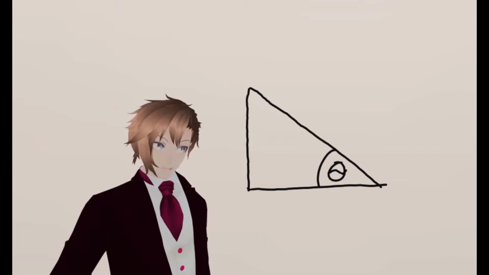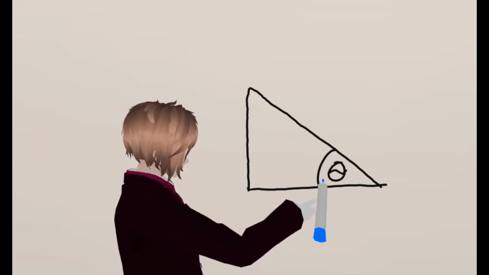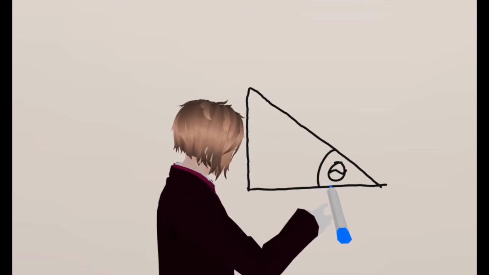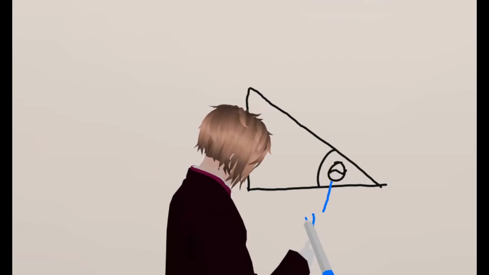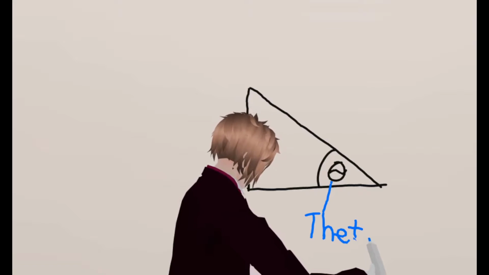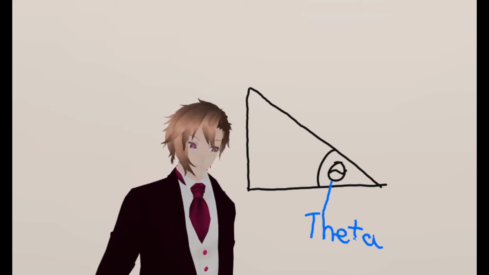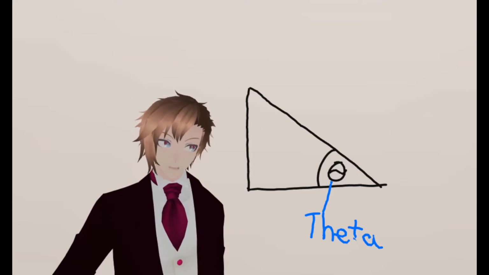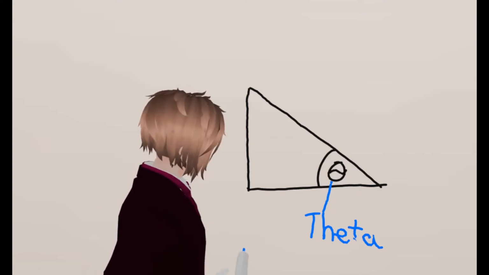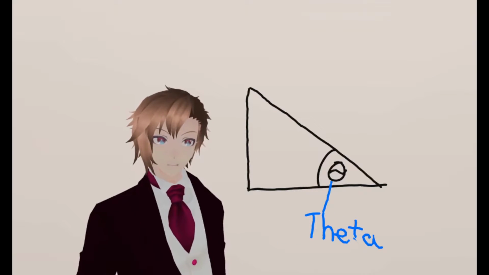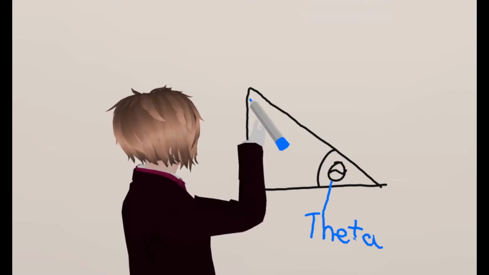Here is a much larger triangle. This symbol might be new. This symbol here is called theta. Theta. And that's the symbol that we use in mathematics for the angle. When we are looking at our triangle, we have three sides.